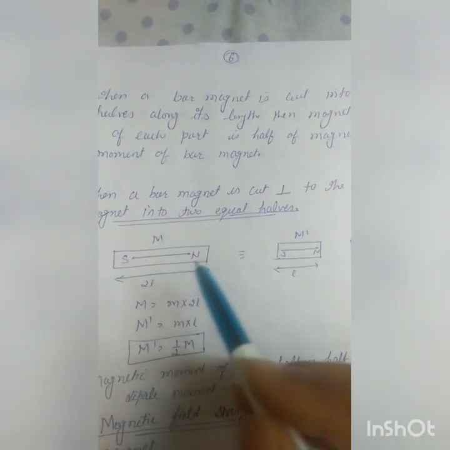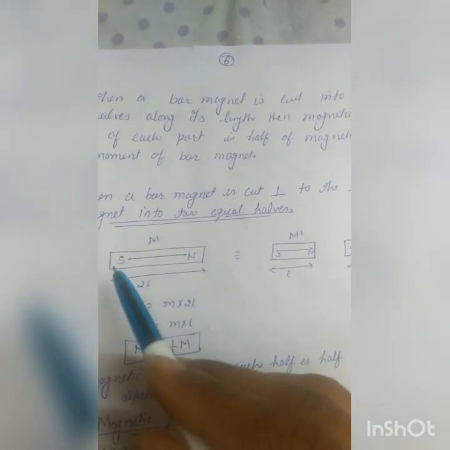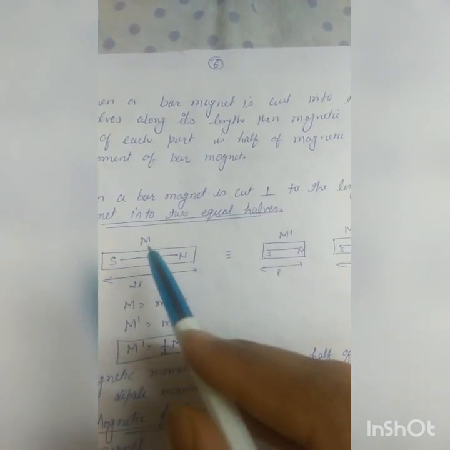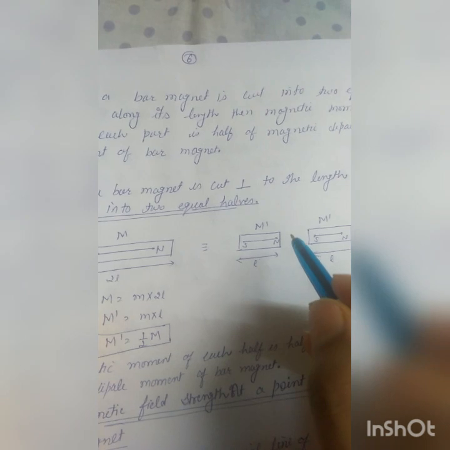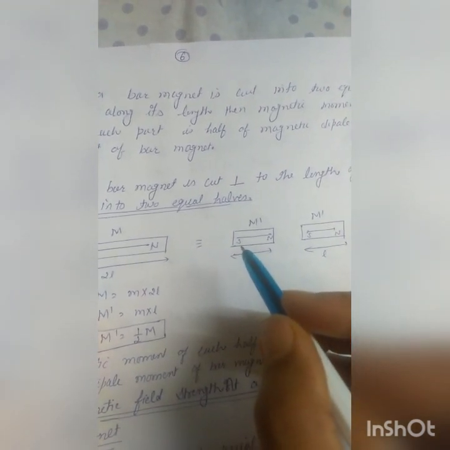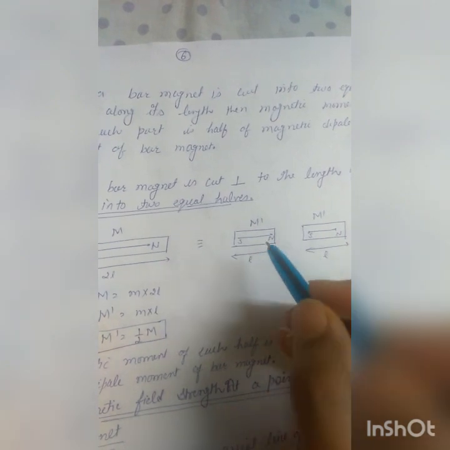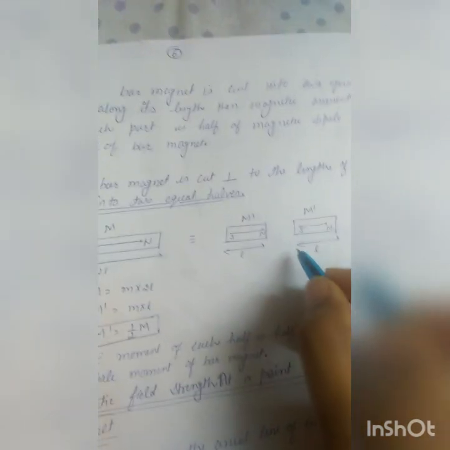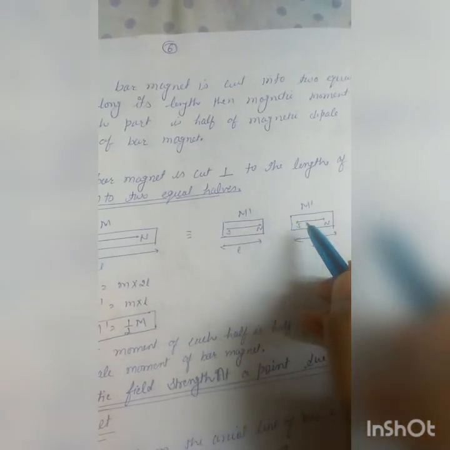Next, when a bar magnet is cut perpendicular to the length of the magnet into two equal halves, the dipole length is 2L. Dipole is represented by south and north pole, and M is the dipole moment. Cut it in the perpendicular direction of the length. So we know that dipole exists, monopole does not exist. So there is a south pole and north pole in the first part and also a south pole and north pole in the second part. Dipole moment of these two parts is given by M dash.